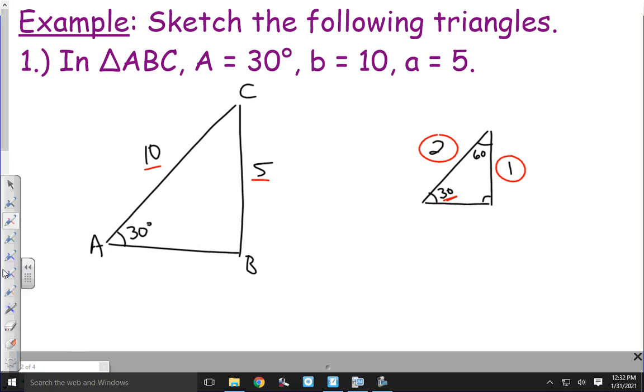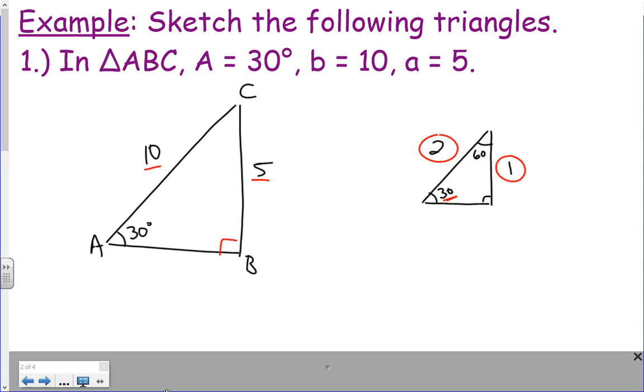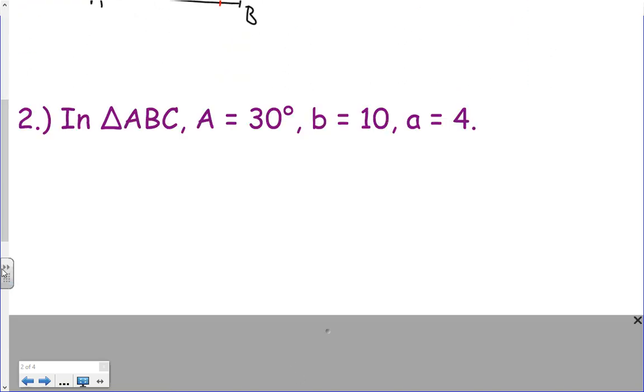I'll make that a right angle here. What that tells me in this problem is that if I've got an angle of 30 degrees and one of the rays making that angle has a length of 10, then the height of this triangle is going to be 5. All right? But let's play around with side A and see what happens. That's what the next few examples are going to illustrate for us. What happens if we change side A?